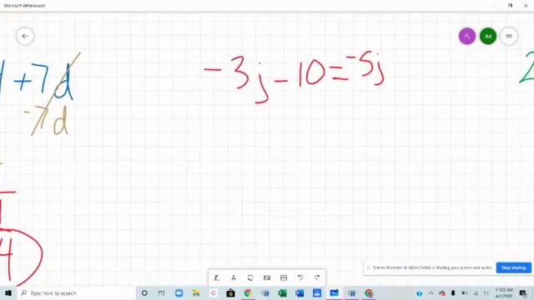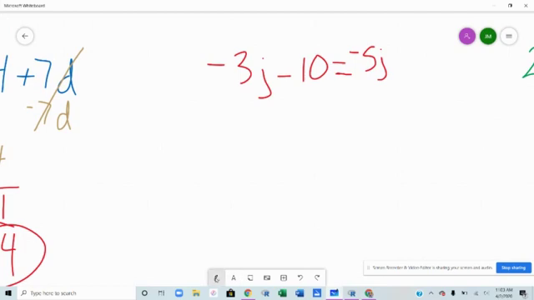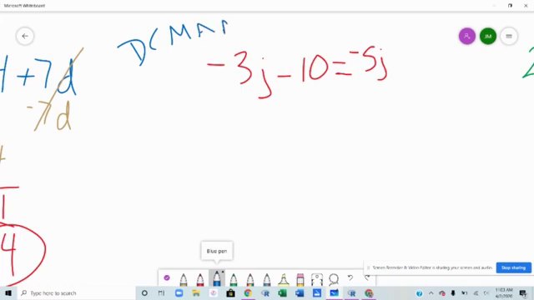Our next problem is -3J minus 10 equals -5J. Start with distributing. Do you have any? No, because there's no parentheses. Move to combine like terms. Like terms have to be on the same side. I have negative 3j and negative 10, and those are not like terms. And over here, I just have negative 5j. I don't have a second term, so no like terms.